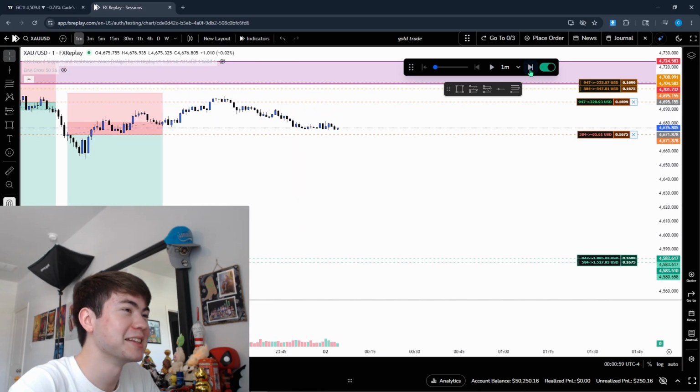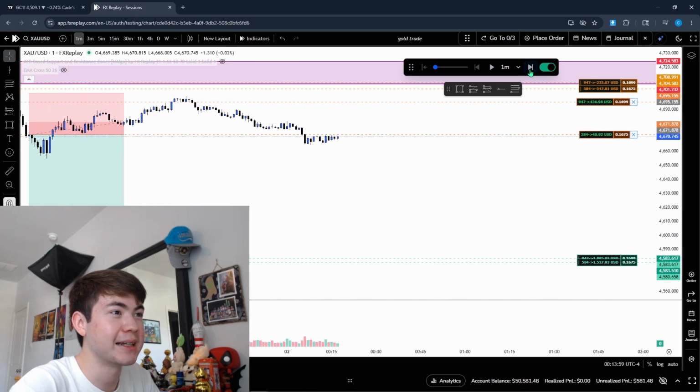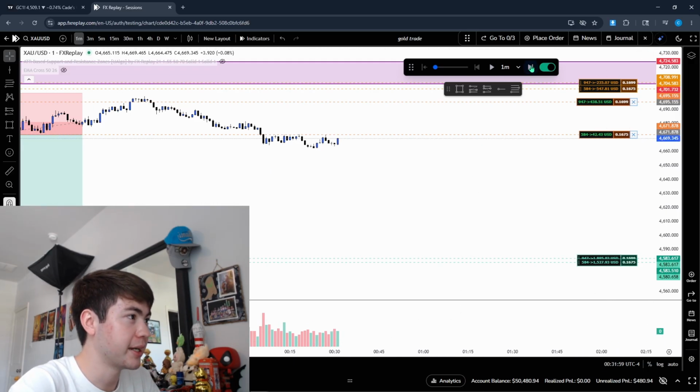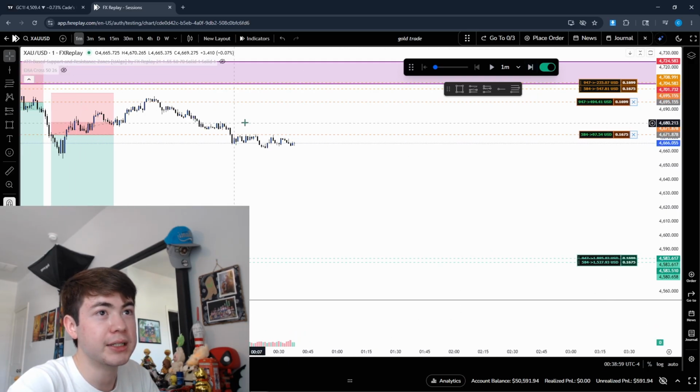I'm like lightning clicking through this. Okay, so it's going back down. The trend is holding on gold. Honestly, this is like the middle of the night, so you guys might not be awake for these types of trades, but you can do this in New York session.